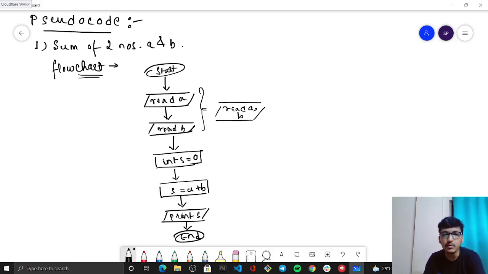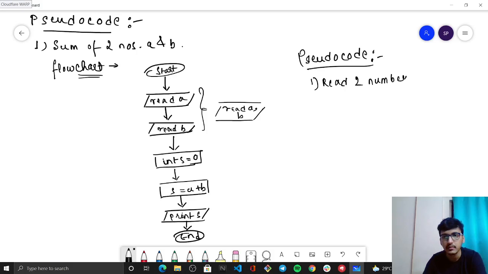Now how is a pseudocode supposed to work? A pseudocode is supposed to work by only the usage of text. Okay, so how will we write the text? We know that we have to find the sum of two numbers a and b, right? So we will be writing number 1, read two numbers a and b from user.